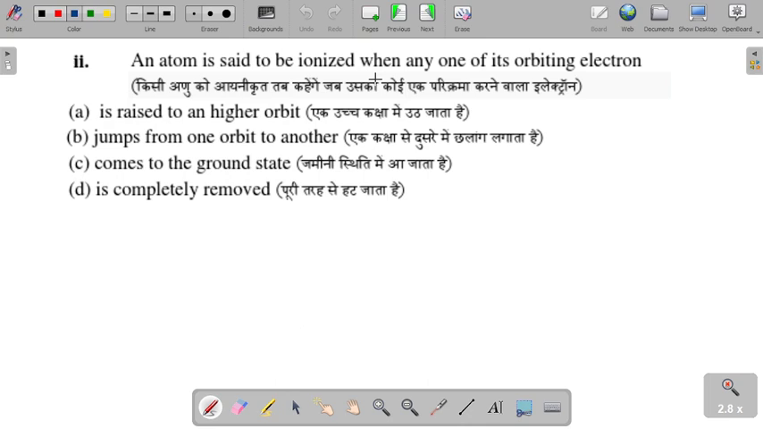An atom is said to be ionized when one of its orbiting electrons is raised to a higher orbit, jumps from one orbit to another, comes to the ground state, or is completely removed. So we know that an atom is said to be ionized when one of its electrons is completely removed. So the right answer for this question will be option number D.